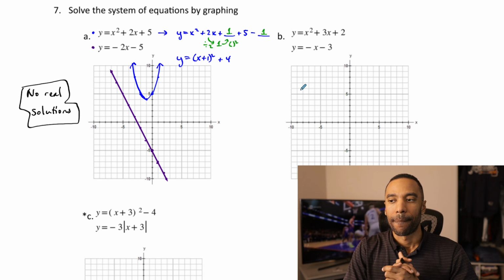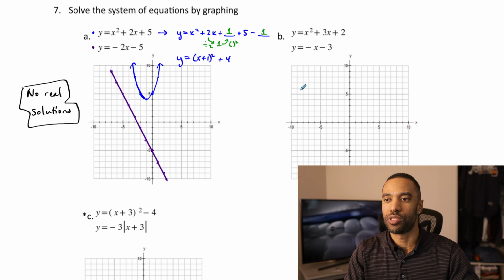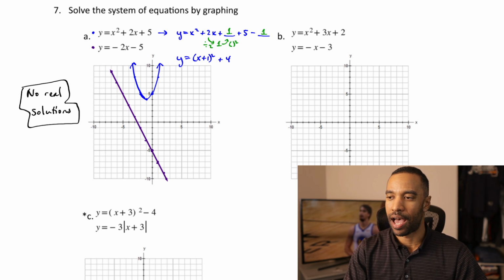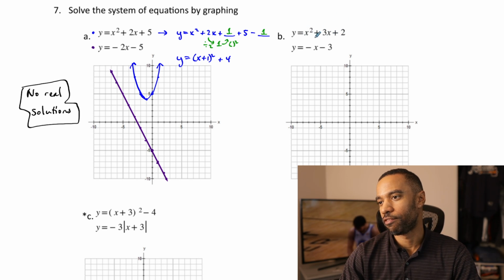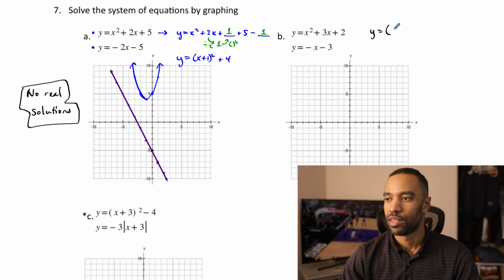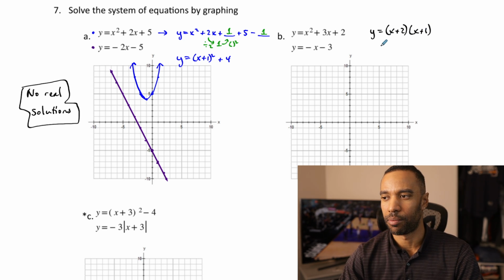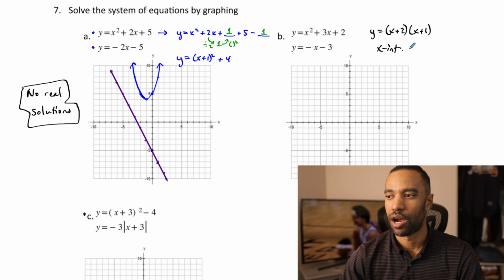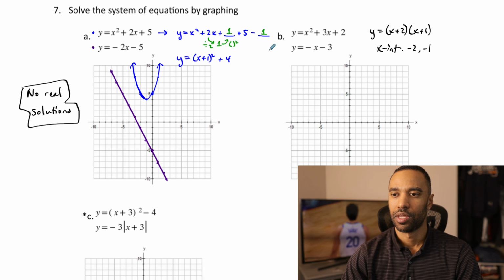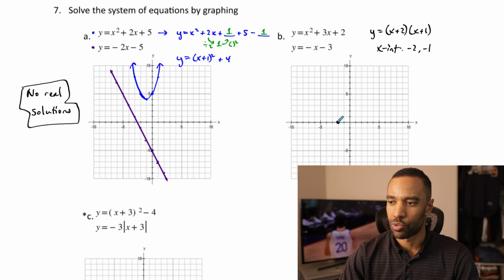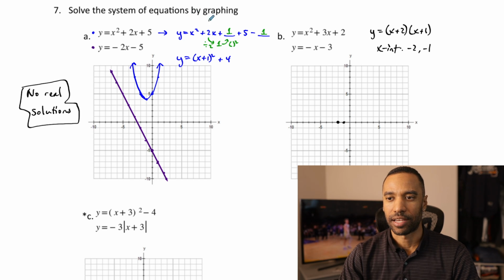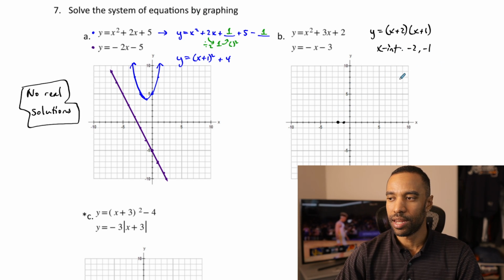All right, part B. I said I'd use negative b over 2a. I lied. I am going to factor this. This factors to x plus 2 times x plus 1. I said vertex form, I meant factored form or intercept form. Your x-intercepts are negative 2 and negative 1. So I'm going to plot those, negative 2 and negative 1, like so. The axis of symmetry is halfway in between at negative 1.5.